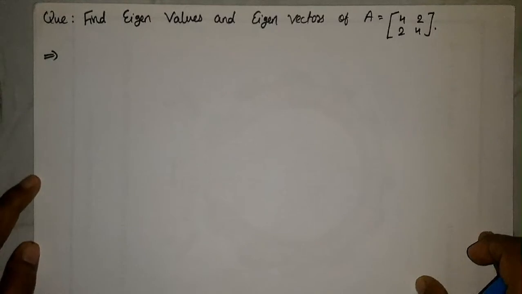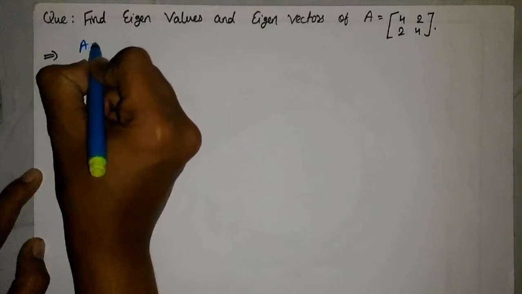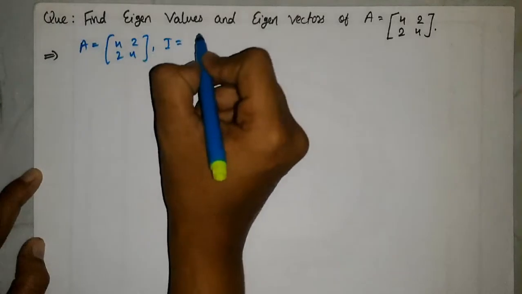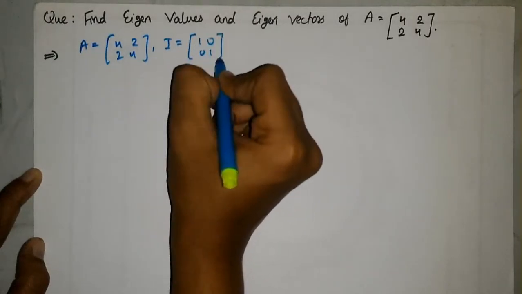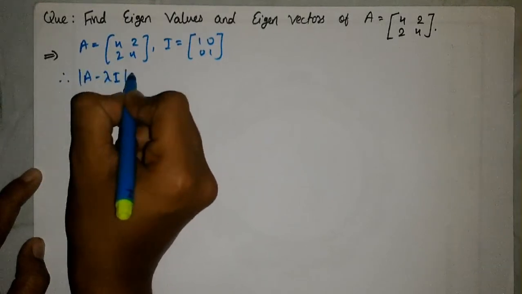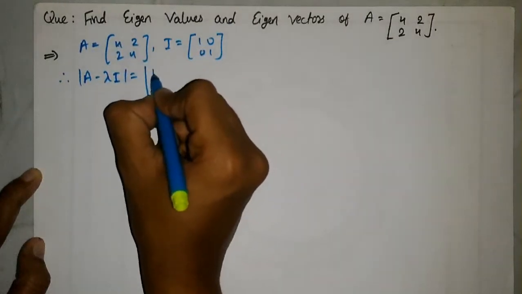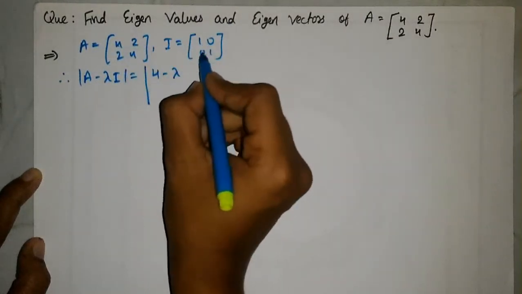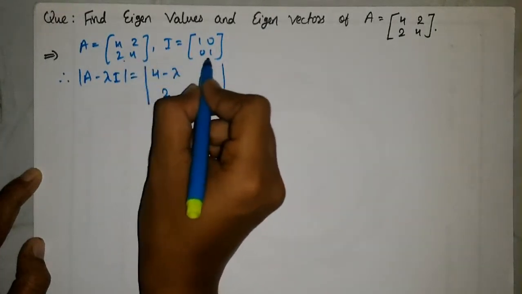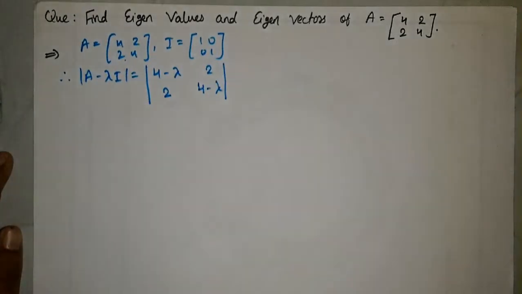First of all, we will convert this into the determinant form. We know A is equal to [4 2; 2 4], and I is equal to [1 0; 0 1]. Therefore, the determinant of A minus lambda I can be written as |4 minus lambda, 2; 2, 4 minus lambda|. So this is our determinant.